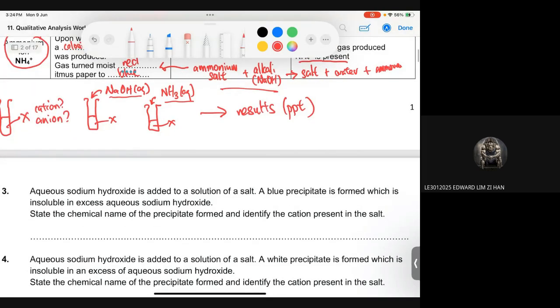Okay, so first one, aqueous sodium hydroxide is added. So if I add aqueous sodium hydroxide here, Darian, can you help me? Can you unmute yourself first? Can you talk now, Darian? Are you there? Hello.